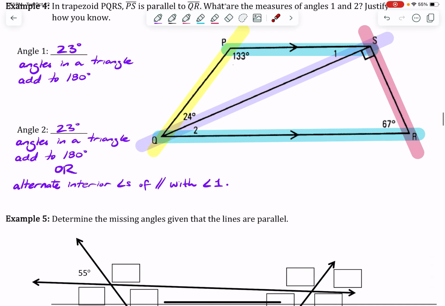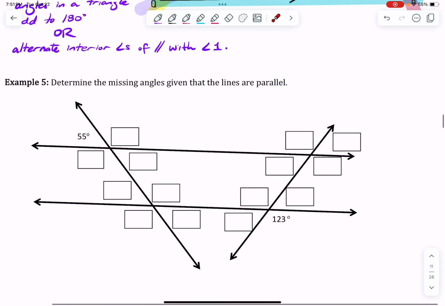Last example, once again, if you've not given it a try yet, give it a try already. What are you doing? Pause the video. All right, you paused, you started. Good.